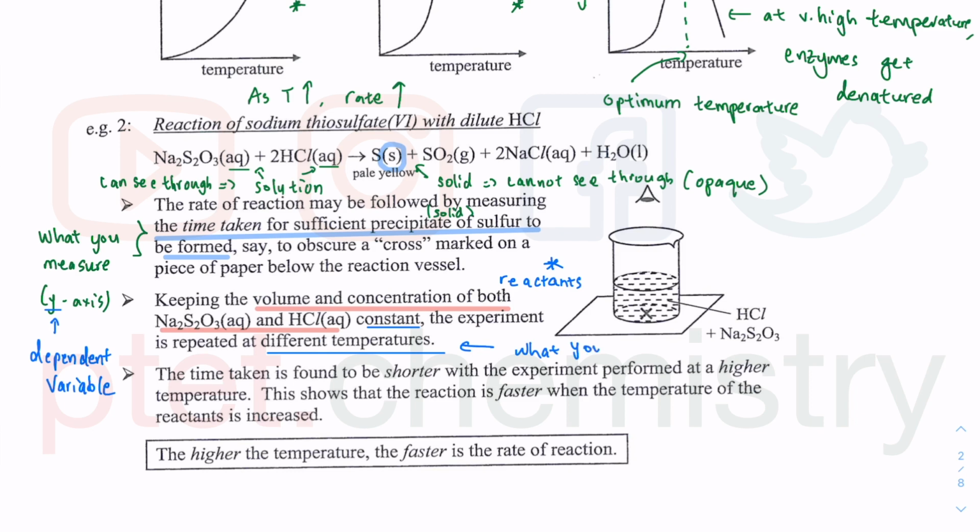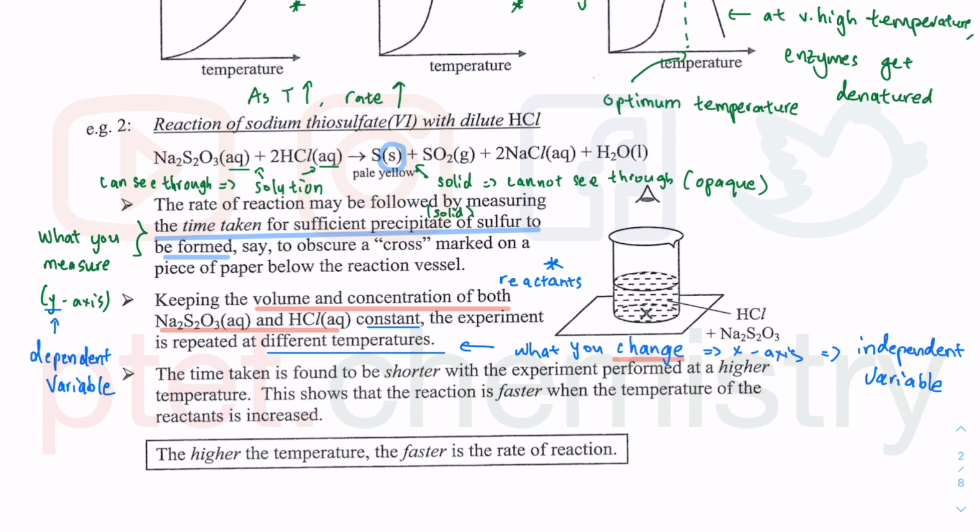We are interested in investigating the effect of temperature on the rate. What you change here is on the x-axis, and what is on the x-axis is what you change. That is what you call the independent variable. The independent variable is what you change in the experiment, your x-axis, and you measure the time taken for that solid to appear per the balanced chemical equation here. This is the y-axis, the dependent variable.